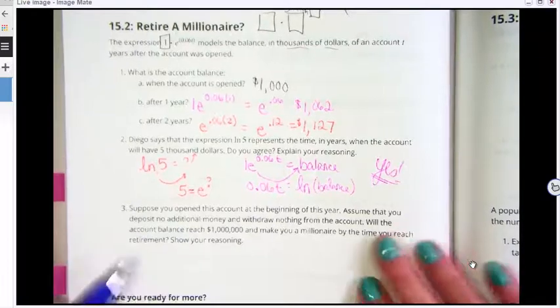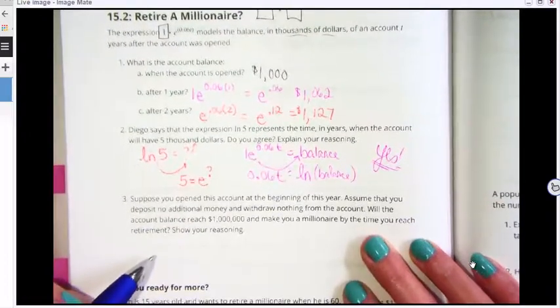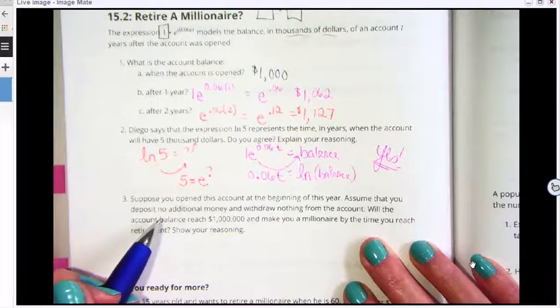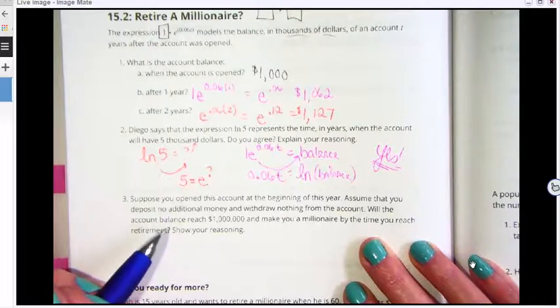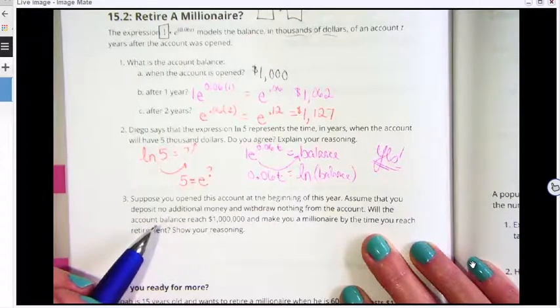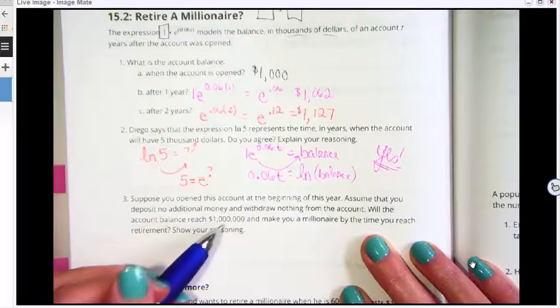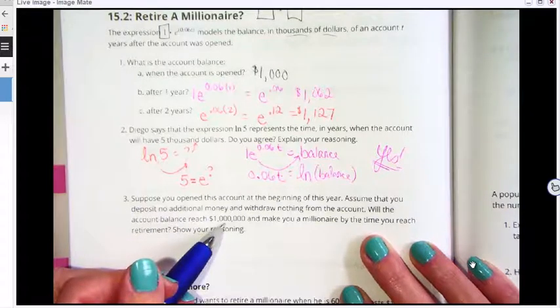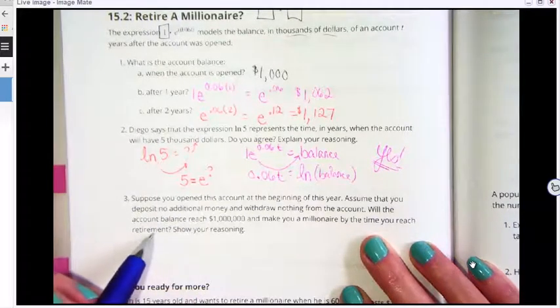So suppose we open this account at the beginning of this year and assume that we deposit no additional money and withdraw nothing from the account. It's just going to sit there and grow. Will the account balance reach $1 million and make you a millionaire by the time you reach retirement?